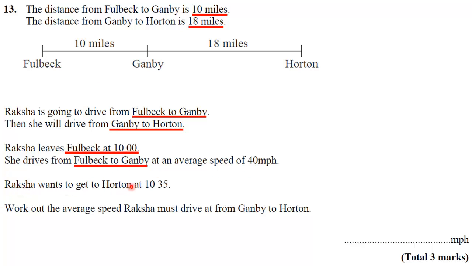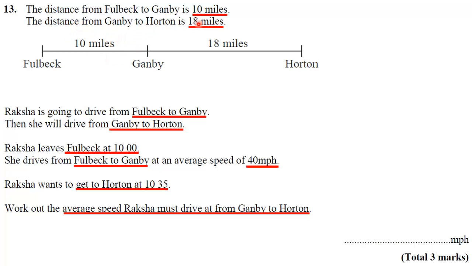Ruxa wants to get to Horton at 10:35. Okay, work out the average speed that Ruxa must drive from Ganby to Horton. All right, so you need to read this a couple of times, and let's look at the information we've been given. The distance from Fulbeck to Ganby is 10 miles. It's on this diagram here. Right, and this is a little bit of a clue. You definitely need a diagram. If they didn't give you one, you need to draw something.